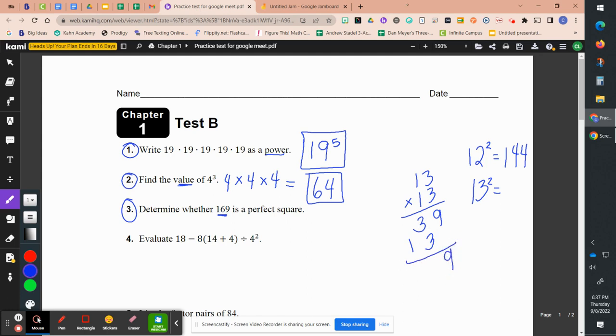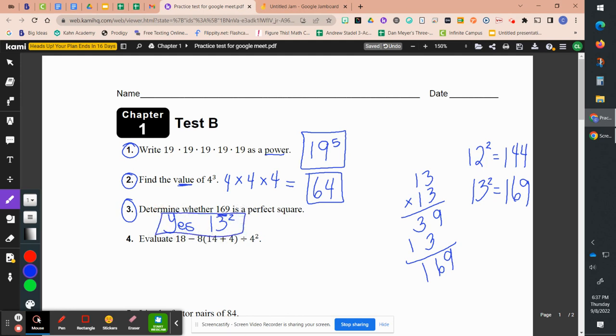Oh, it is 169. So the answer to the question is yes, it is a perfect square. What is it the perfect square of? It's the square of 13. So that's how I'd write my answer for that question.